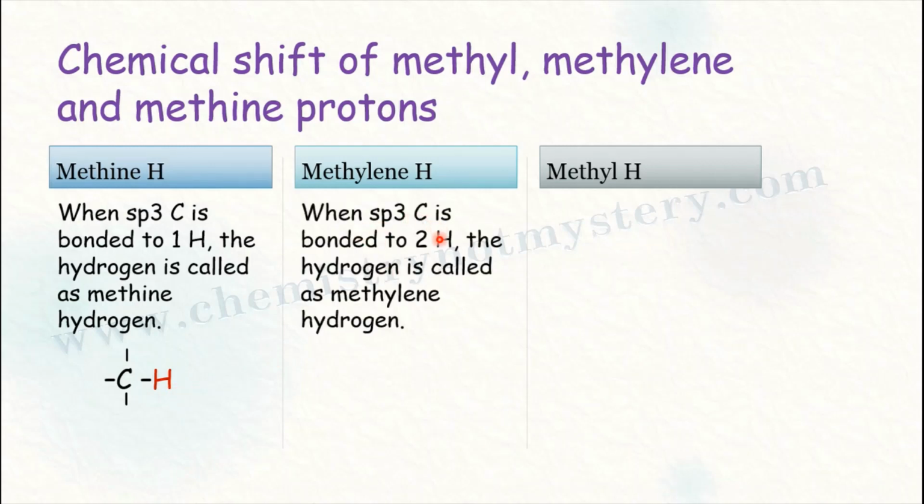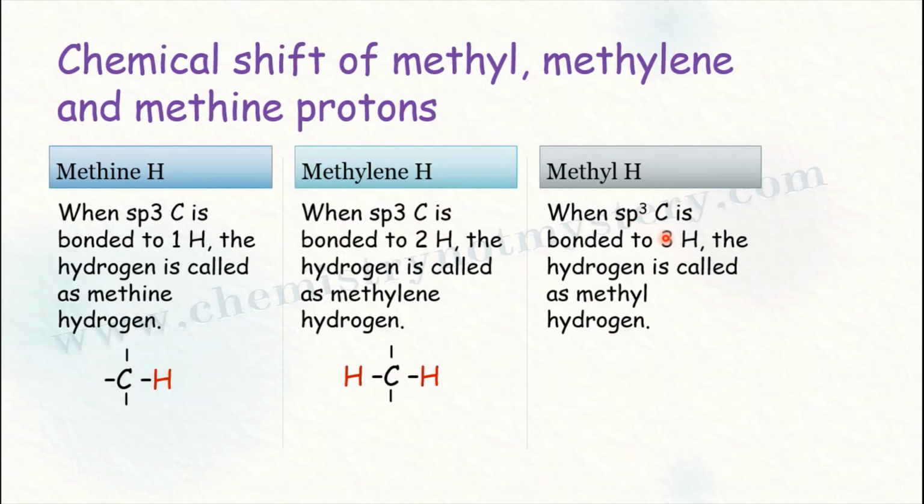Methylene hydrogen is the hydrogen bonded to sp3 hybridized carbon, which is bonded to 2 hydrogens. For example, here, this carbon is sp3 hybridized and it is bonded to 2 hydrogens. So these 2 hydrogens are called methylene hydrogens.